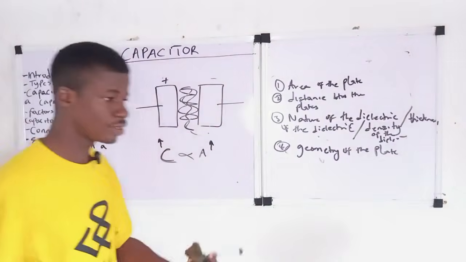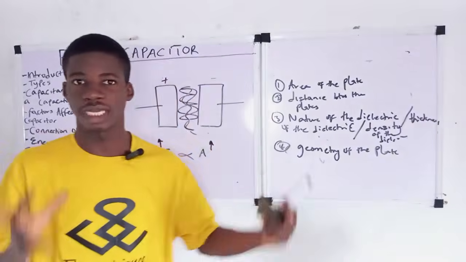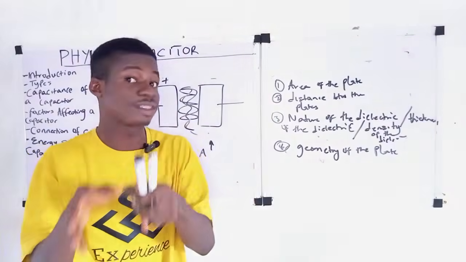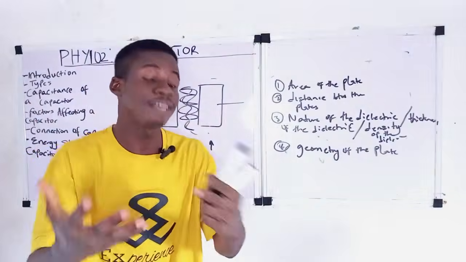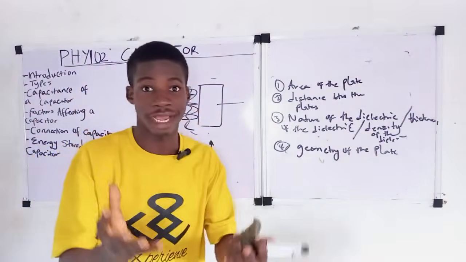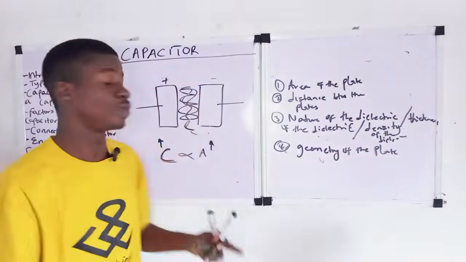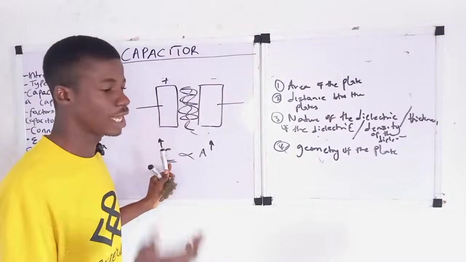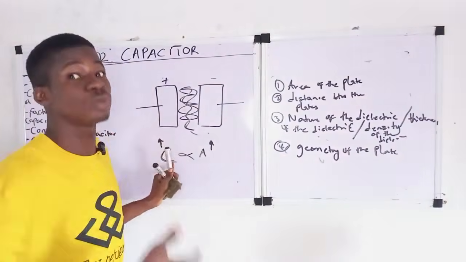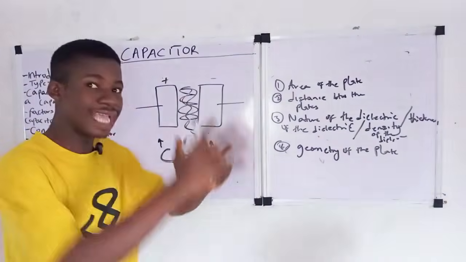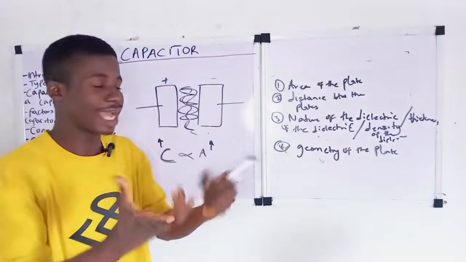That tells you that if the plate of the capacitor has a large area, we have a large capacitance. What does that mean? It means that the capacitor will store more charge, that is, if the area of the plate is large.